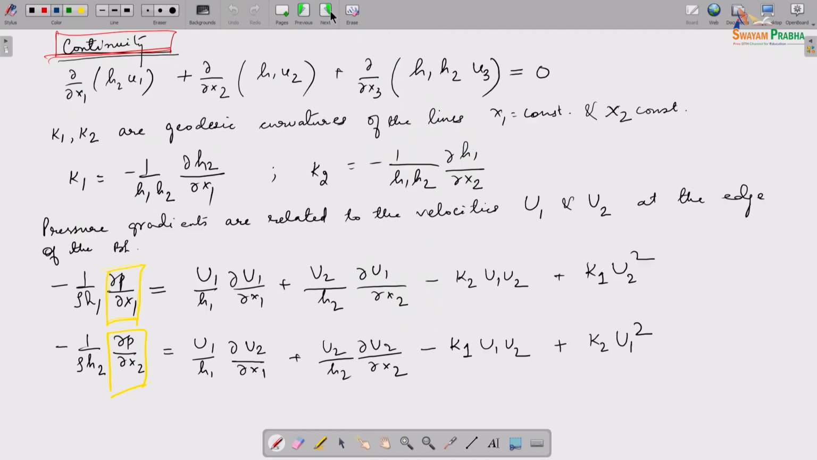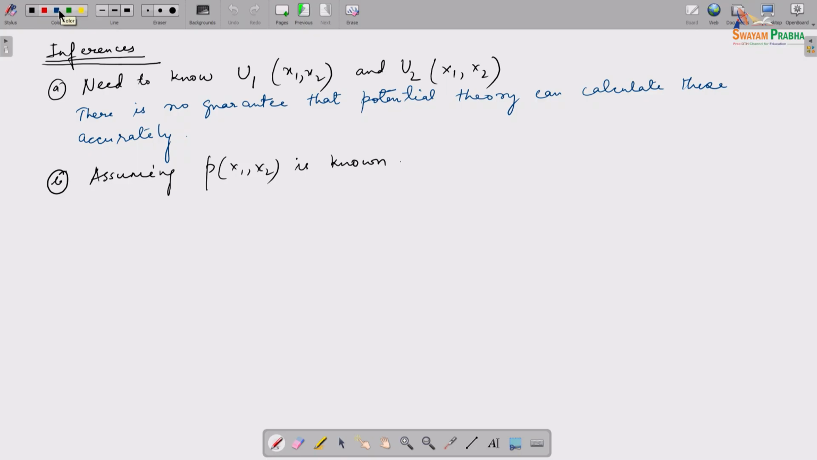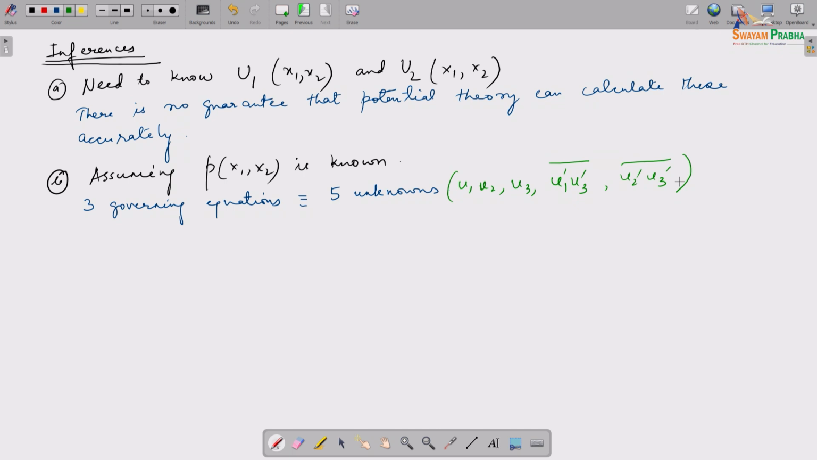So essentially, what that boils down to is that the pressure is known. We still have 3 governing equations and 5 unknowns. These unknowns are essentially u1, u2, u3, then u1, u3, the stress tensors. These are the 5 unknowns. Now, these 2 rely on empirical information.